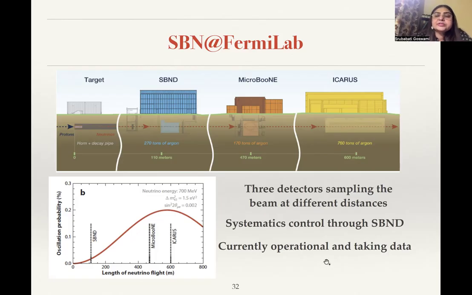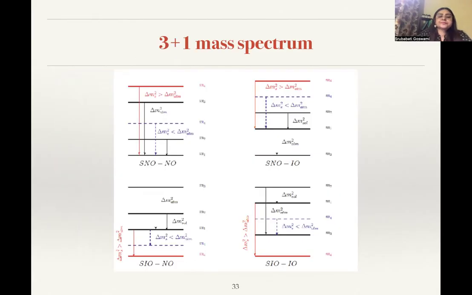They can measure appearance and disappearance channels, and it is expected that this experiment will finally have some solution for the sterile neutrino. They can say something to resolve these problems.